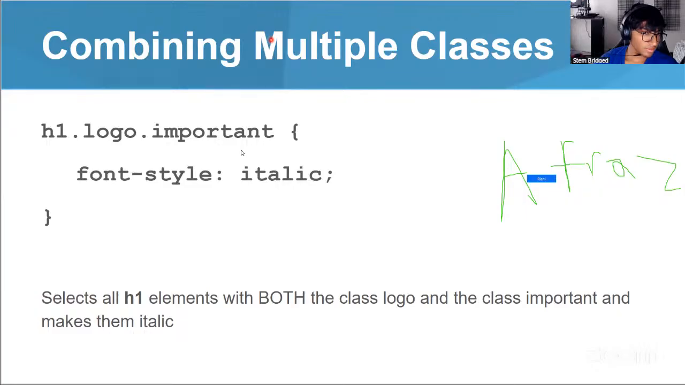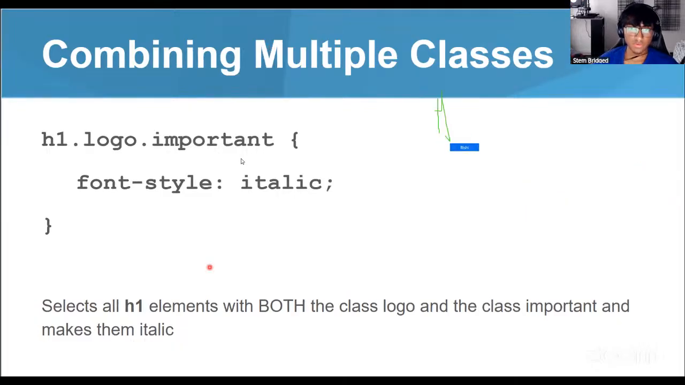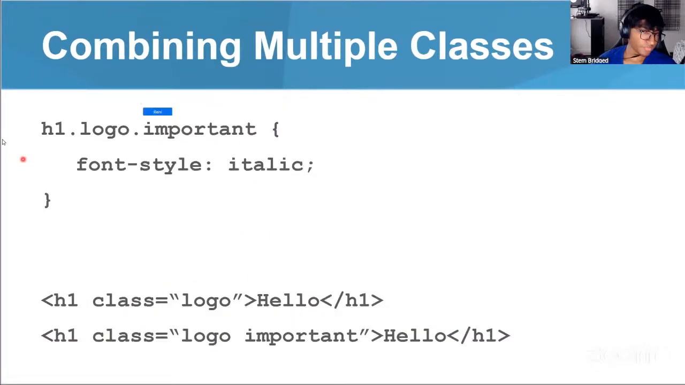Disable. Okay. So what this is going to do is it's going to target heading elements that are both in the logo class and also in the important class, and then make them italic.